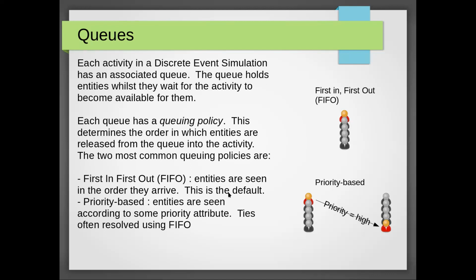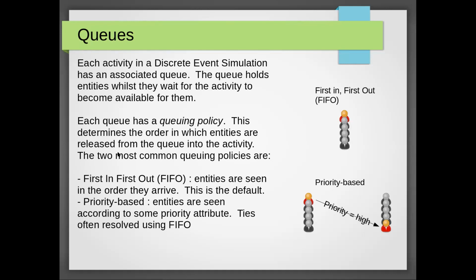But you may also, particularly for the kinds of sectors that you are working in, want a priority-based queuing system where entities are seen according to some kind of priority attribute. The entity may carry along some information about their priority or their condition, and we can use that information to see those with a higher priority first, so they get released from the queue before those with a lower priority. Very often, if people have tied priority, that would be resolved using FIFO, in which case it would be whoever arrived first.